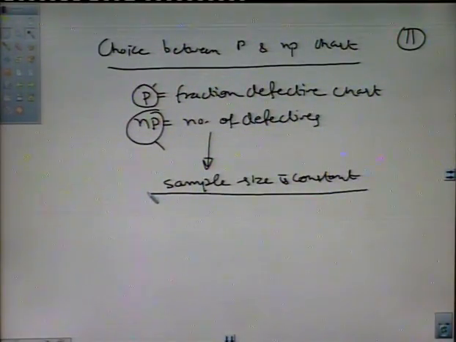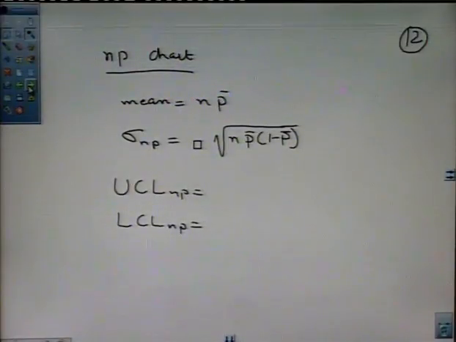If the sample size varies, we are bound to use P chart, but in case it remains constant, we have the option to use either NP chart or P chart, but the limitation of NP chart is that it can only be used where sample size is constant. Now, the NP chart, we may also call it the number of defectives chart.